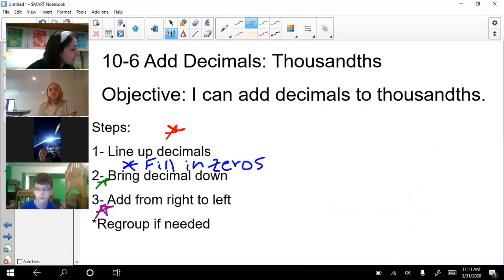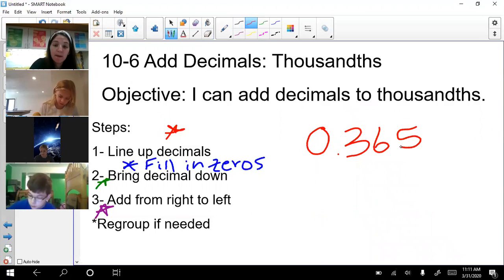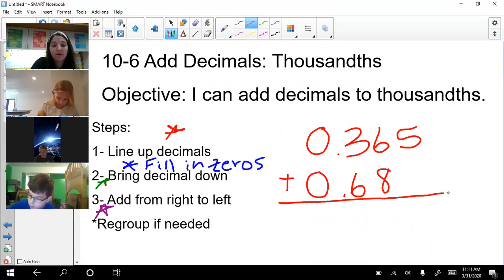All right, so the next one, let's go ahead and add 365 thousandths plus 68 hundredths, so it'd be 0.68. So what I first am going to do is line up the decimals. What would be the next step?